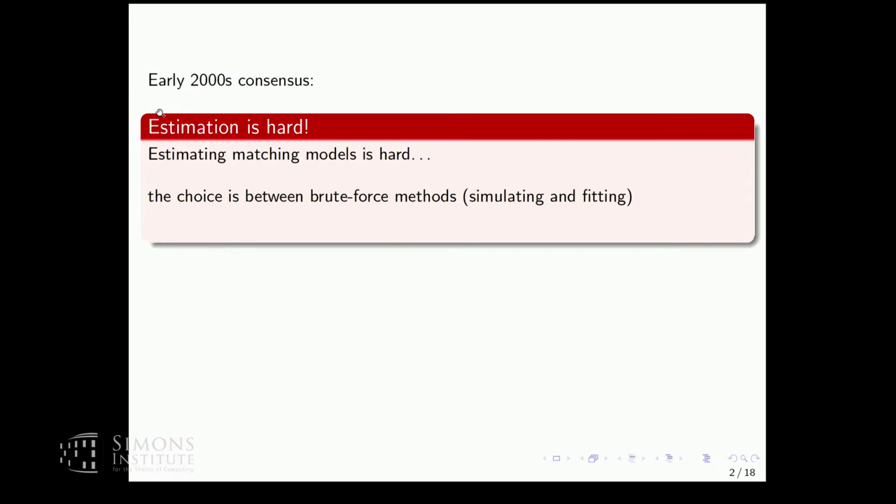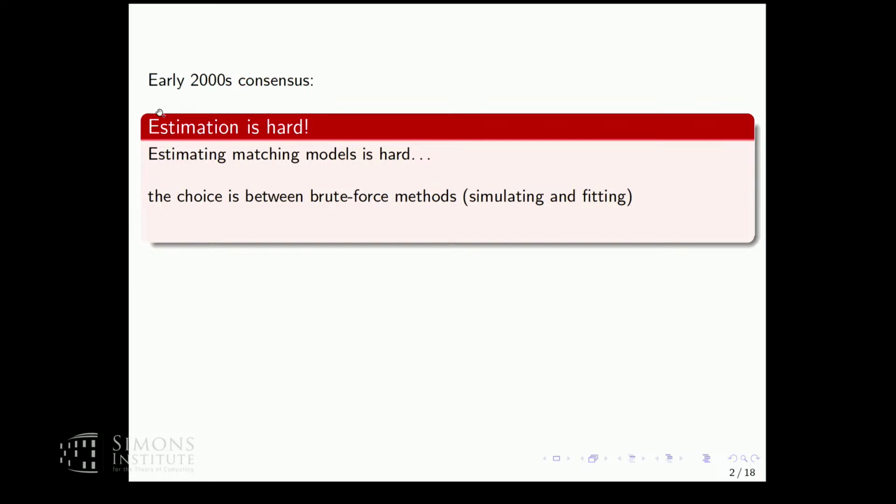So basically, if you look back 20 years ago, and some of you were not even born, the idea was that estimating matching models, taking them to the data, was really hard. One way is you just do brute force. You can always do that in statistics or econometrics. You have a model, you can simulate it. You do a lot of simulations, and then you compare them to what you observe, and you try to minimize the distance between the two.